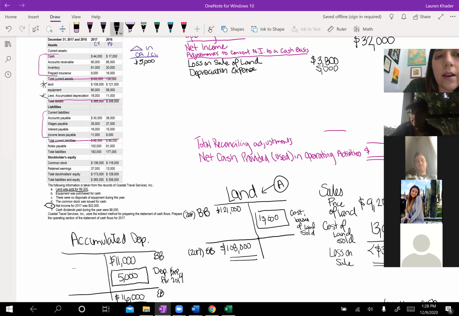Inventory went from 20,000 in the prior year to 61,000 in the current year. It increased by 41,000. Prepaid insurance decreased from 16,000 to 8,000, so a decrease of 8,000.